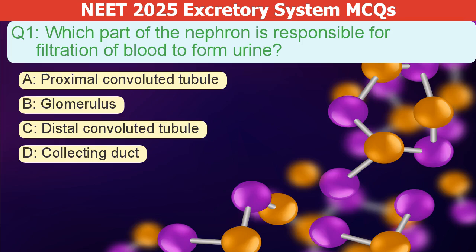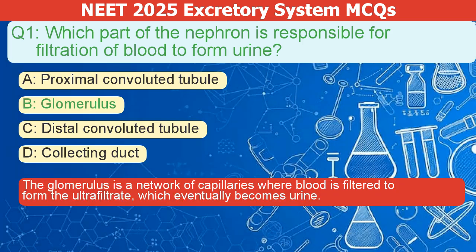Which part of the nephron is responsible for filtering blood to form urine? A. Proximal convoluted tubule. B. Glomerulus. C. Distal convoluted tubule. D. Collecting duct. The correct answer is B. The glomerulus is a network of capillaries where blood is filtered to form the ultrafiltrate, which eventually becomes urine.